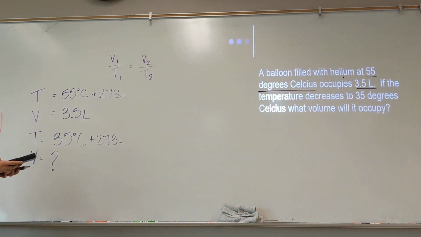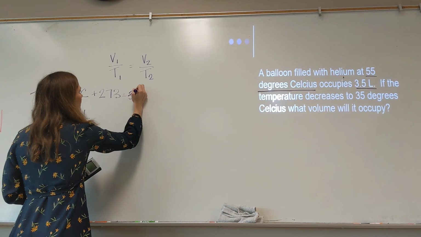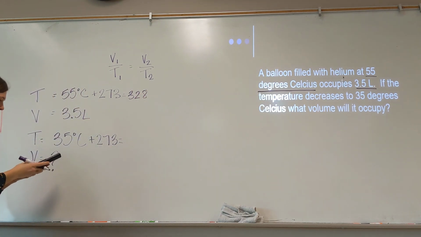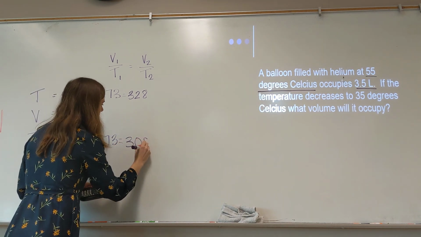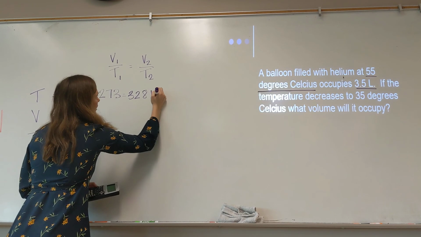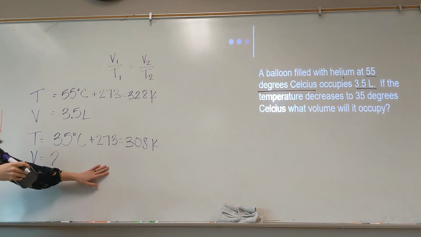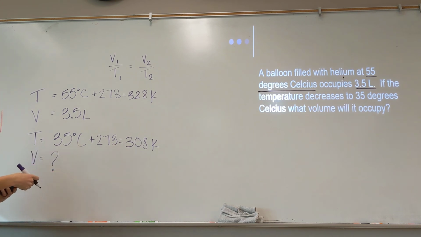Alright, so 55 plus 273 is 328. 35 plus 273 is 308. And make sure you include that that is Kelvin, so we know when we go back to check that we have converted to Kelvin and we've done the problem correctly.